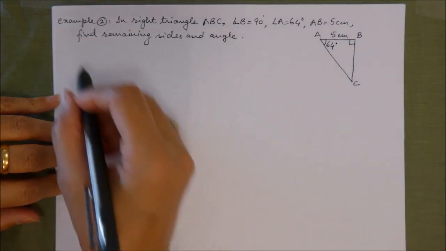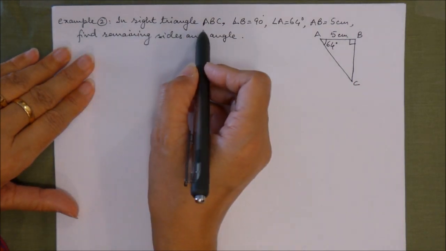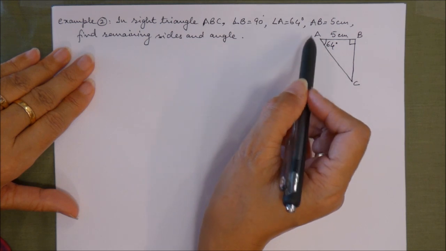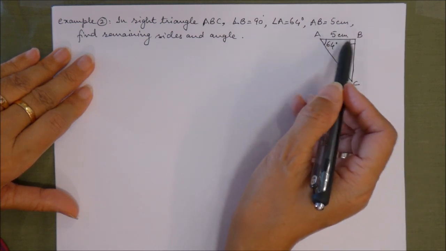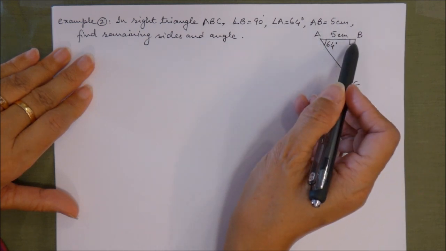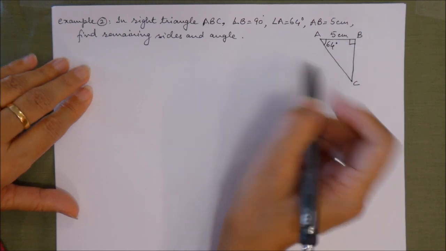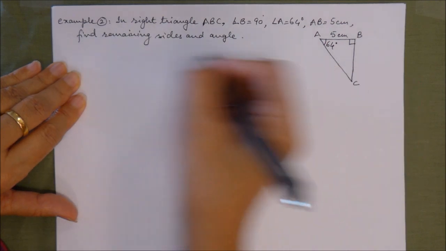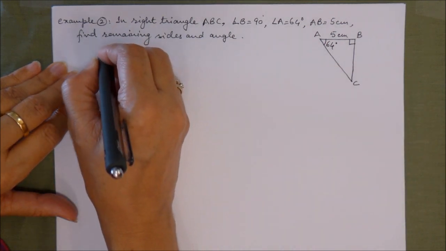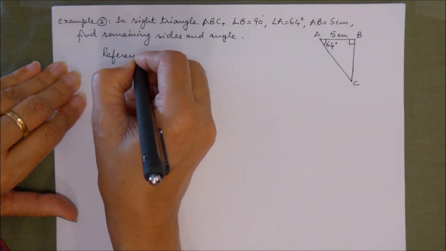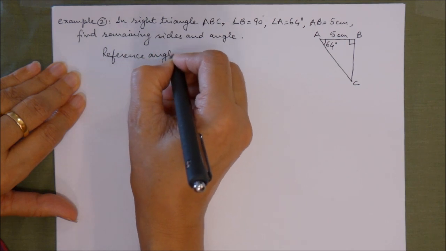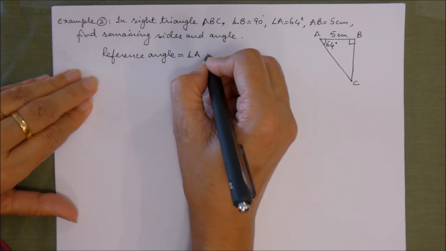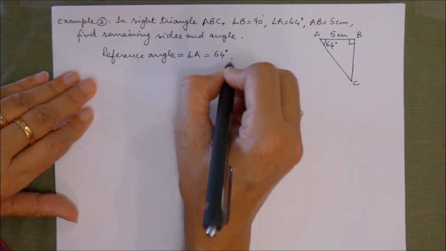Now we'll take the second example. In the right triangle ABC, angle B is 90 degrees, angle A is 64 degrees and AB is 5 centimeters. Now one side of the triangle is given other than the hypotenuse. So we'll find the remaining sides and the angle. First we'll write the reference angle, angle A here. It is given to be 64 degrees.